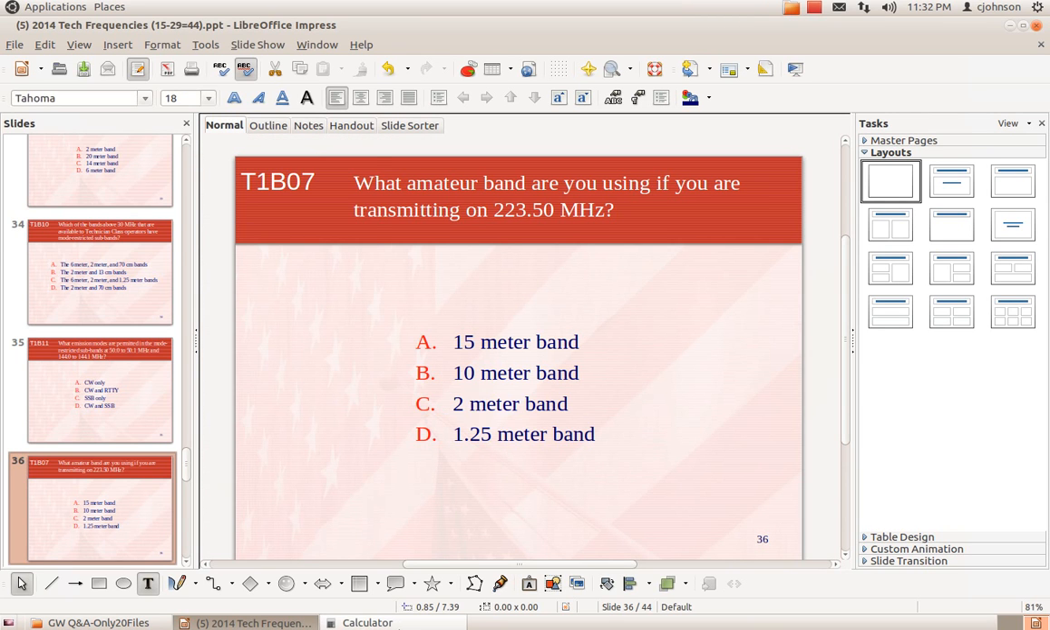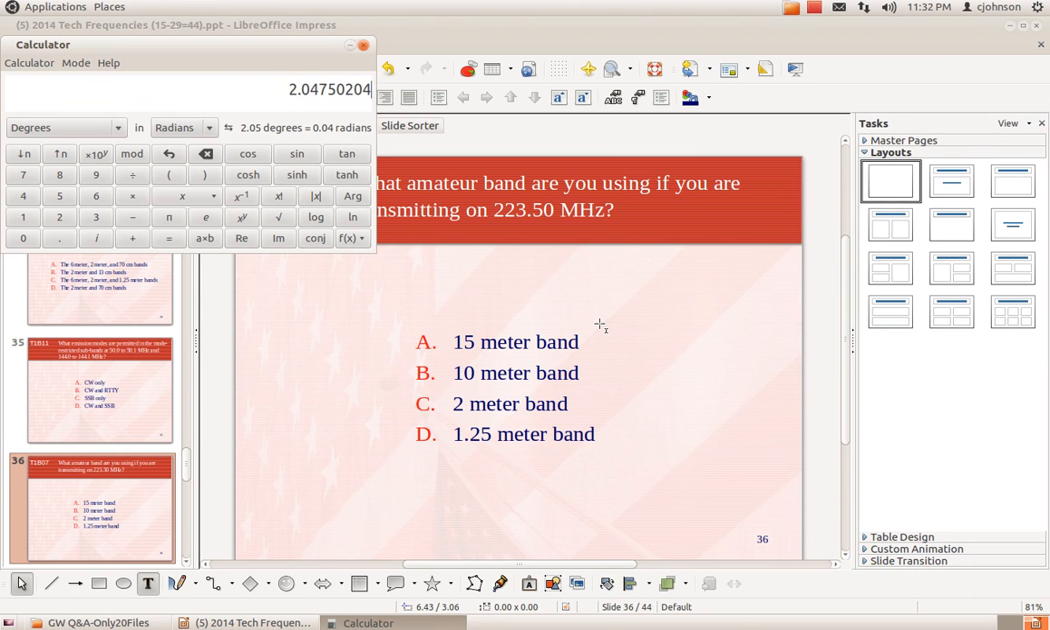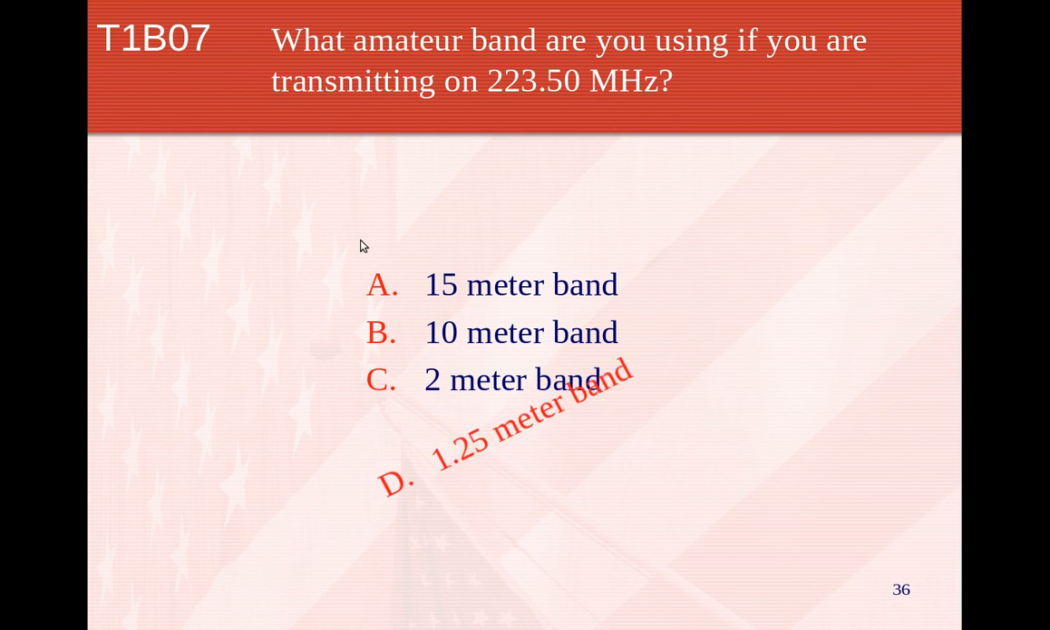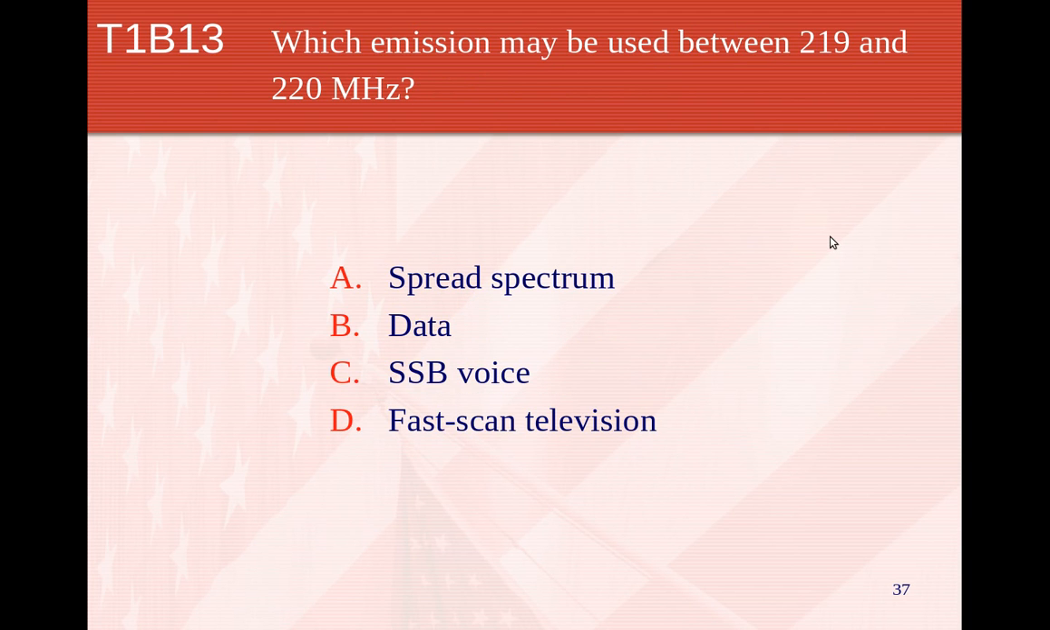What amateur band are you using if you're transmitting on 223.50? So let's go back to our calculator real quick. 300 divided by 223.50 gives us 1.34, which is about 1 1/4 meter, right? So 1 1/4 meter band. What emissions may be used between 219 and 220 megahertz? Data.